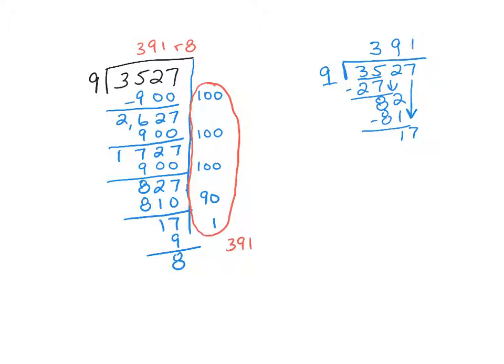Once again, there's just 1. 9 times 1 gives me 9. 17 minus 9 gives me 8, which is my remainder. So I get 391 with a remainder of 8. Once again, I don't care which method you choose. You just need to be able to go through and do the problems and get them correct.